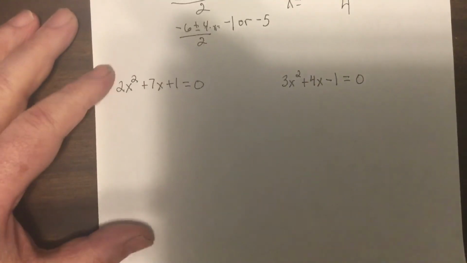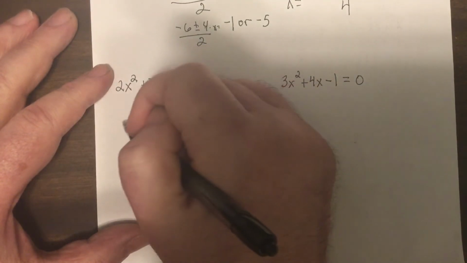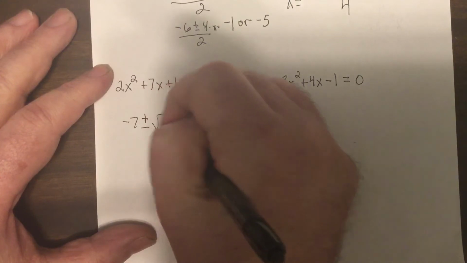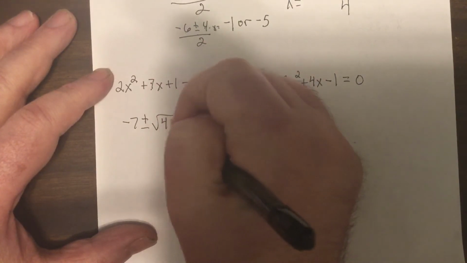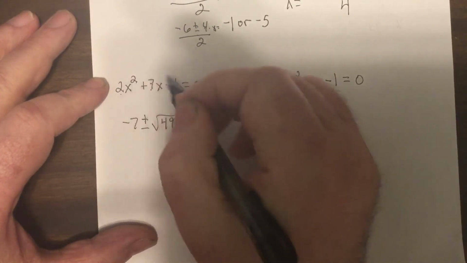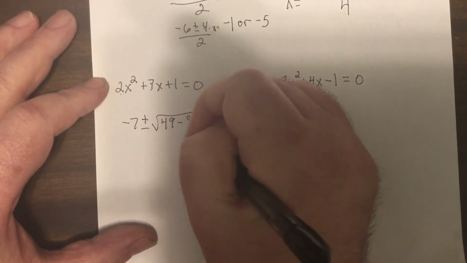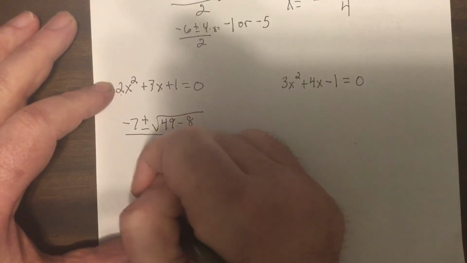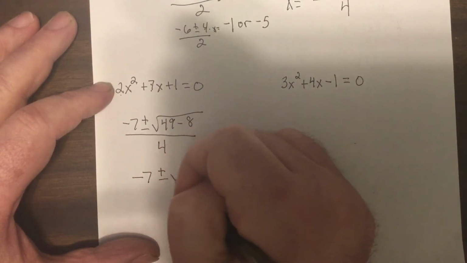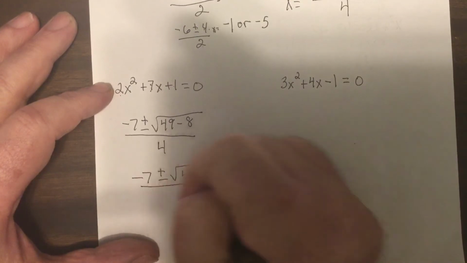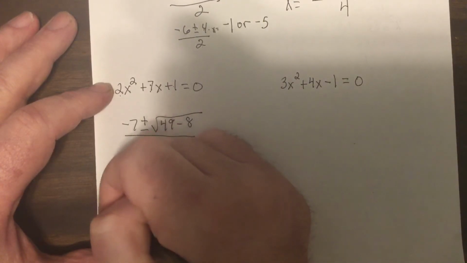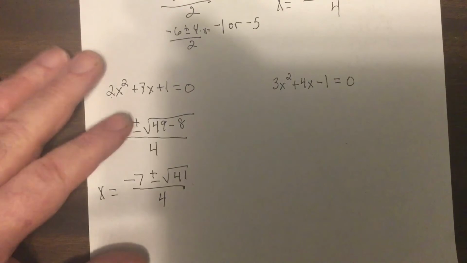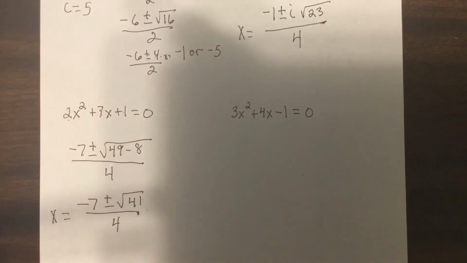Okay, let's try another one. Negative b plus or minus the square root of b squared minus 4ac, so that'd be minus 8, all over 2a. So that'd be negative 7 plus or minus the square root of 41, all over 4. Yes. So there's one last one on the page. You do it and then turn me back on.